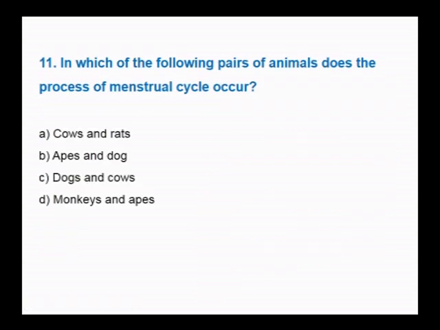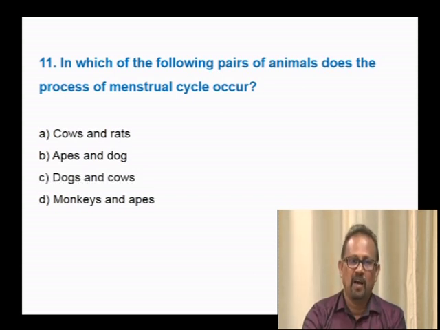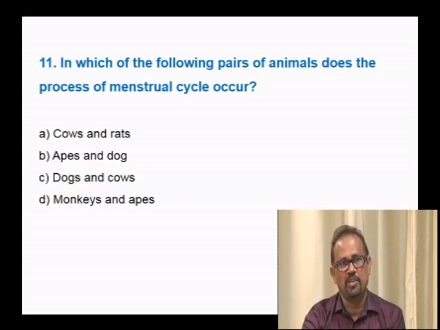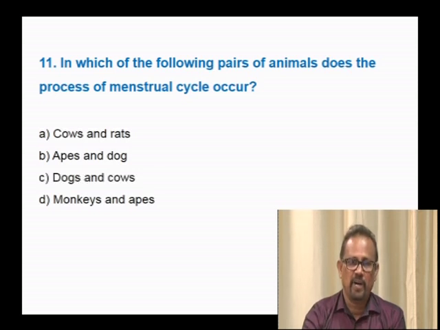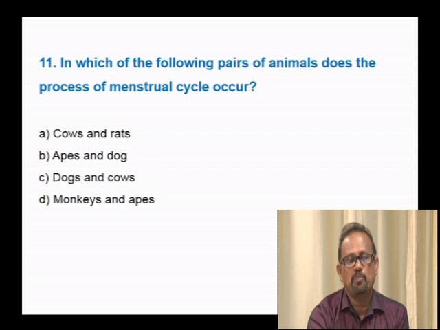We shall move on to the next question. In which of the following pairs of animals does the process of menstrual cycle occur? See, menstruation refers to the cyclical changes that occur in the ovaries, which we call the ovarian cycle, and in the accessory reproductive duct, mainly in the uterus, which we call the uterine cycle. In the reproductive system of female primates it is called the menstrual cycle, which you don't find in non-primates. So, here cow and rats are not primates. Therefore, the menstrual cycle cannot be seen in cows and rats, where we see the estrous cycle.